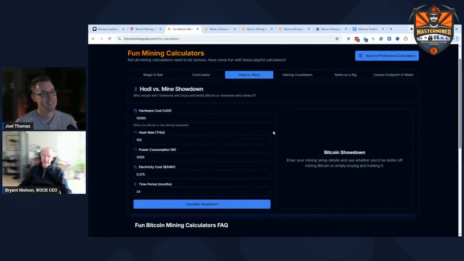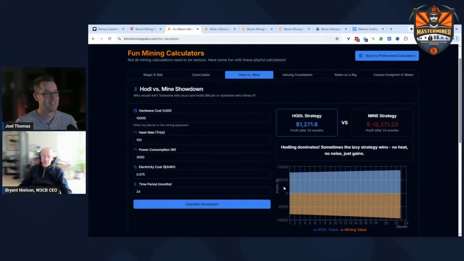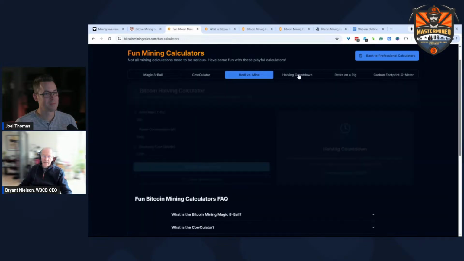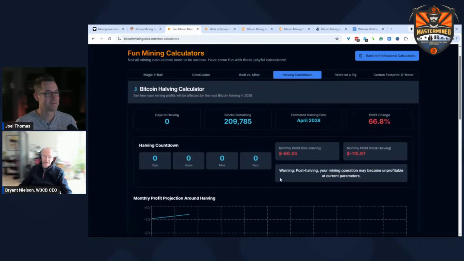So you can play around with it, and it's a lot of fun. Here's another one you have, and that is HODL versus mine. Which is going to be better for you individually? You have the ability to play with that. Here is just a halving countdown.